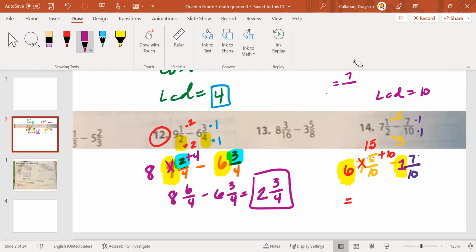Or no, I'm sorry, you're right. Hold on a second. Let me go back. It is nothing. So then it's just 6. And then what do we have here? But can I reduce this? If they're both even, you can always divide it by 2, right?